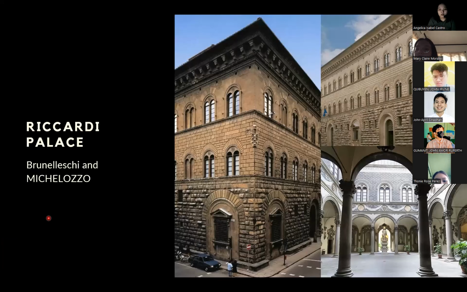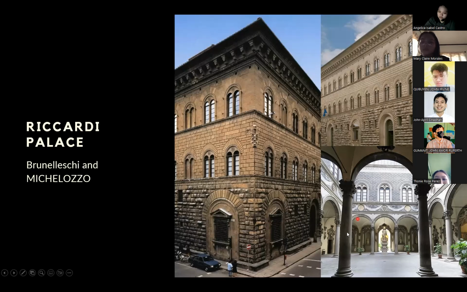Another notable structure by Brunelleschi is the Riccardi Palace. The Riccardi Palace is named after the family and the owners of the building, Medici Riccardi. This is called the Palazzo Medici Riccardi. Okay, this is designed by Brunelleschi and his apprentice Michelozzo. Many people, many historians, and many architects as well forget this and credit it to Brunelleschi when, in fact, it was more Michelozzo than Brunelleschi.